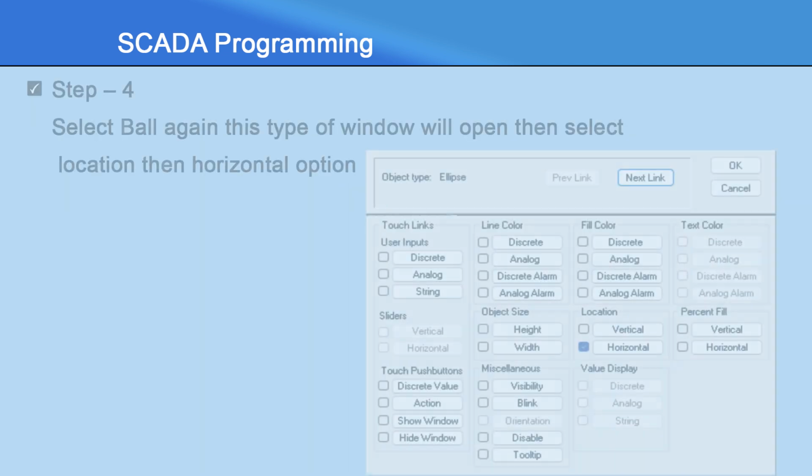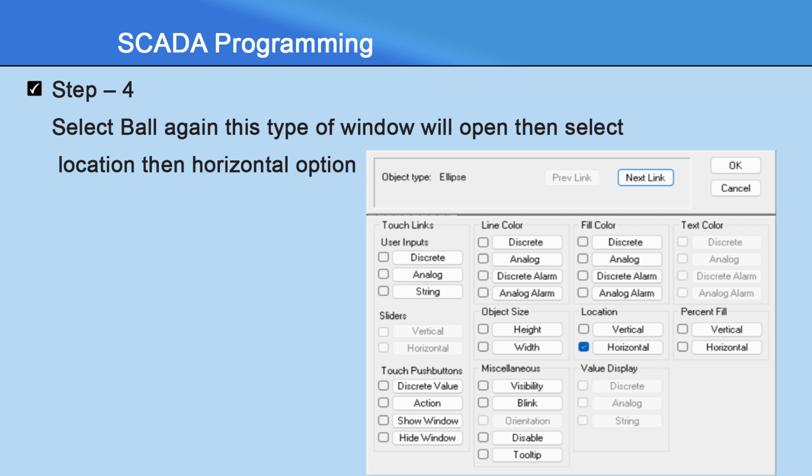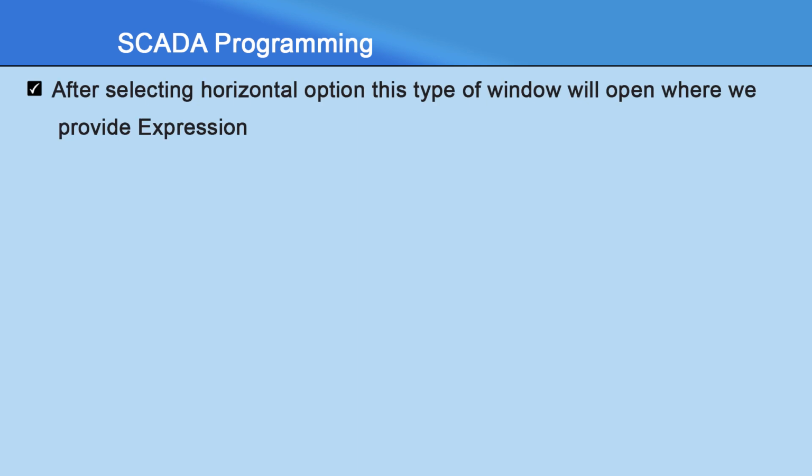Now if you want to set the properties, select the ball and click on the ball again. This window will appear. Here we will set the location. You can see there are two options, either vertical or horizontal. It's asking which direction we want to move the object. We want to move our ball in the horizontal direction, so here we have to select horizontal.